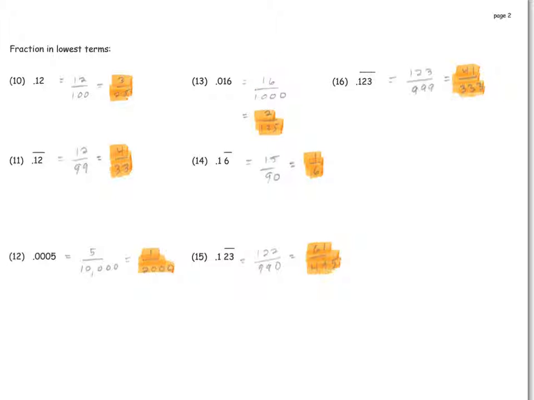That's 16 out of 1,000 and 5 out of 10,000, and you know how to reduce by dividing by 4 over here and dividing by 8 over here and dividing by 5 over here.